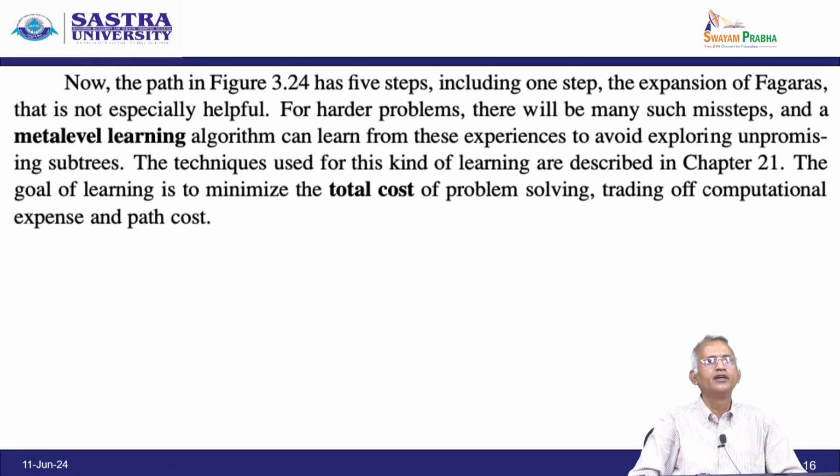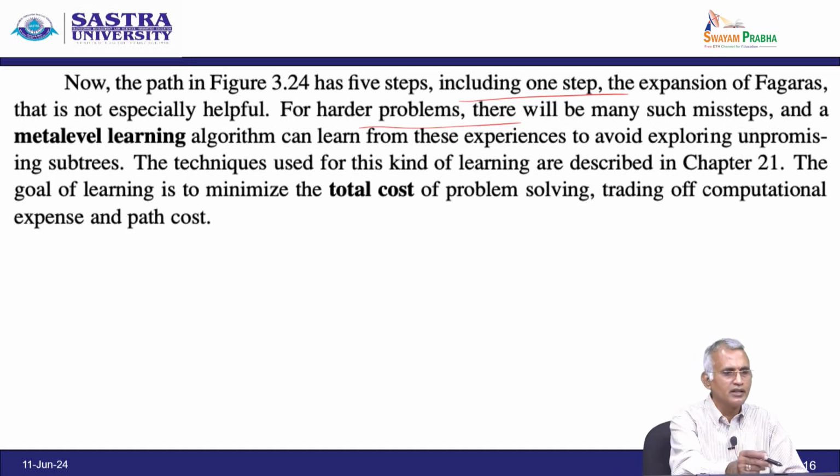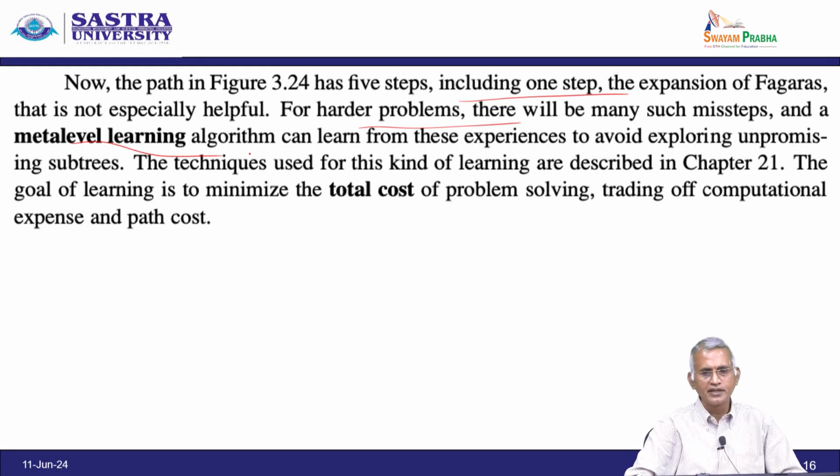Now, the path in figure 24 has 5 steps, including one step, the expansion of Fagaras, that is not especially helpful. For harder problems, there will be many such missteps, and a metalevel learning algorithm can learn from these experiences to avoid exploring unpromising subtrees. The techniques used for this kind of learning are described in the book. The goal of the learning is to minimize the total cost of problem solving, trading off computational expense and path cost. You may refer to the book to understand how the metalevel can also find the path cost.